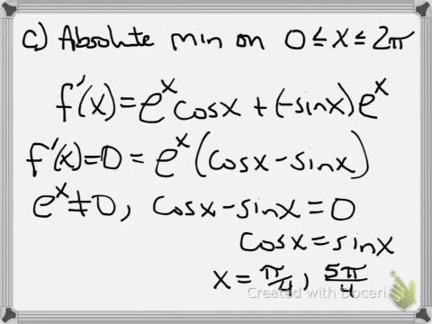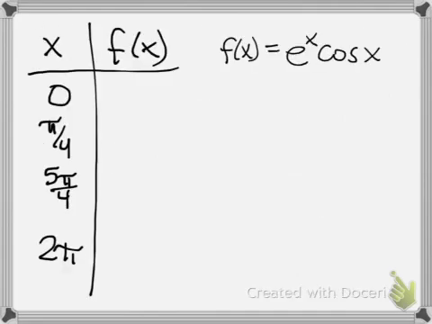So we need to now test those values in the original function, and also we need to test the endpoints, and I'll do that when I'm going to pause and set up a new screen on the next page real quick. Alright, for organizational purposes, I've made a little table with the endpoints and the interior points, and then here's the function. If I plug in 0, we're going to get 1, because e to the 0 is 1, cosine of 0 is also 1. If I plug in 2 pi, cosine of 2 pi is 1, so I'm going to get e to the 2 pi.